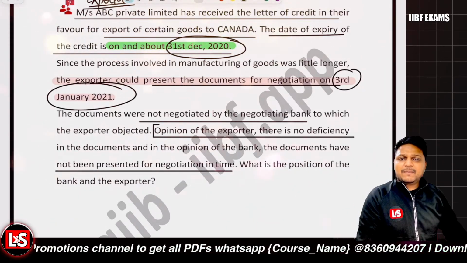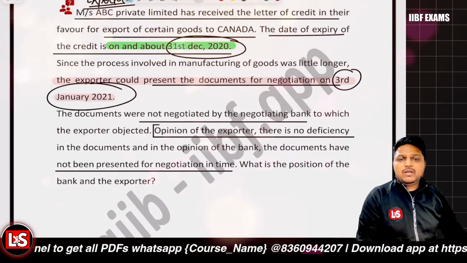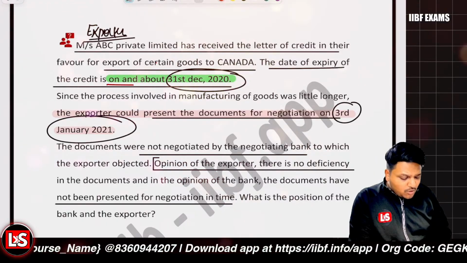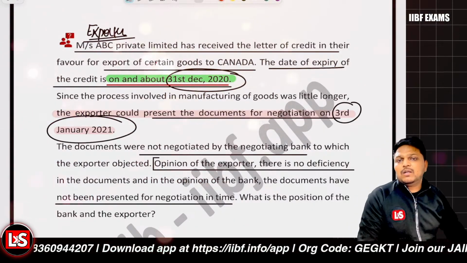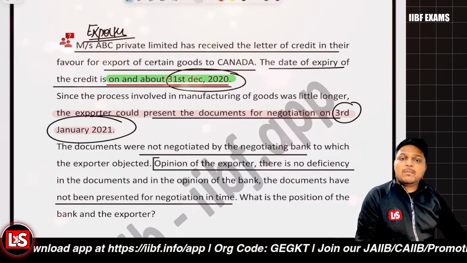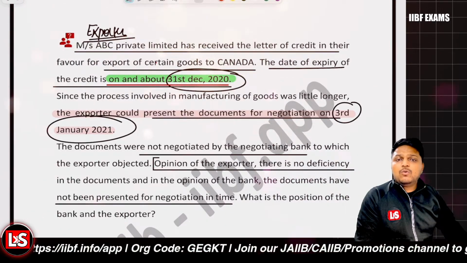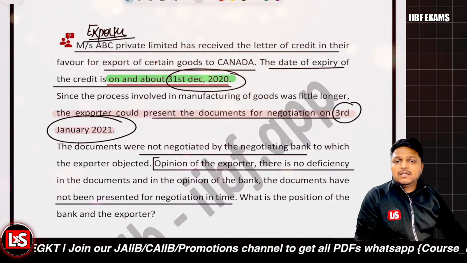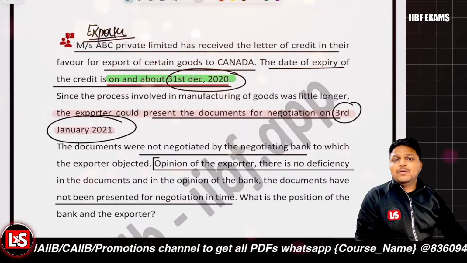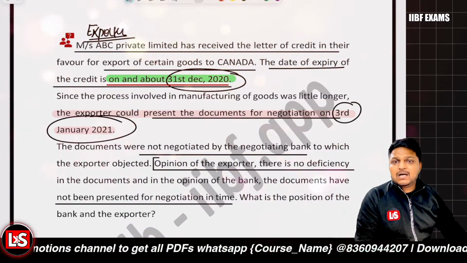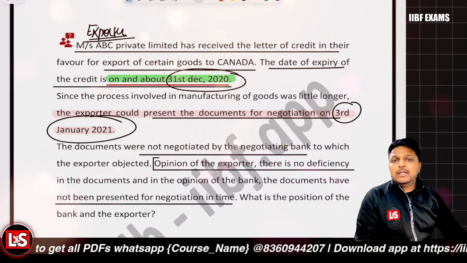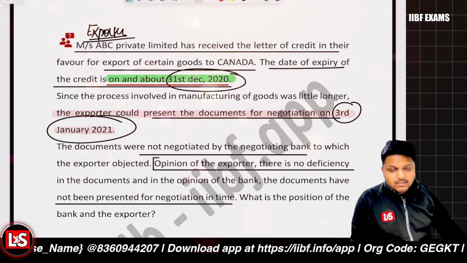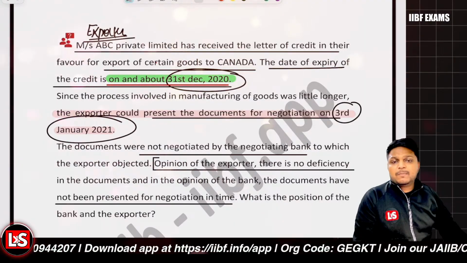Now see, the letter of credit expiry is mentioned to be 31st of December 2020, but it is not just 31st of December. It is clearly mentioned that it is on or about 31st December 2020. When we are talking about on or about, the legal things are also to be looked into. And further, that particularly adds another 5 days for the presentation.